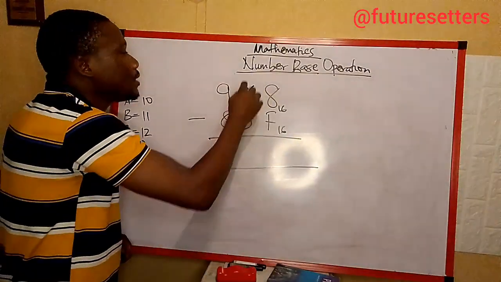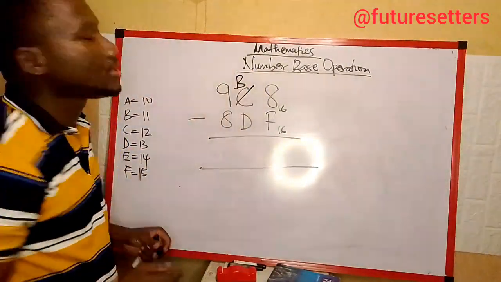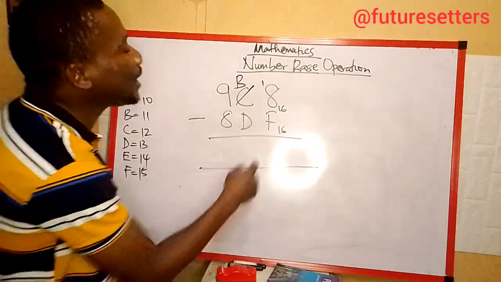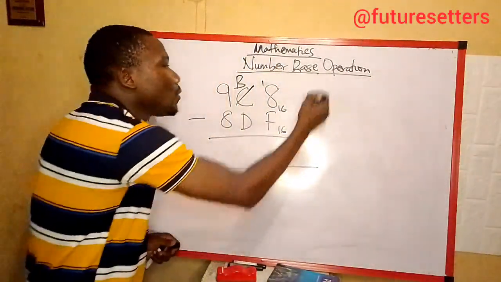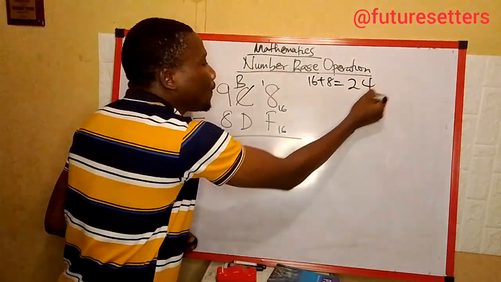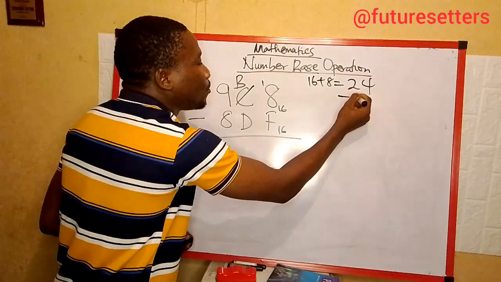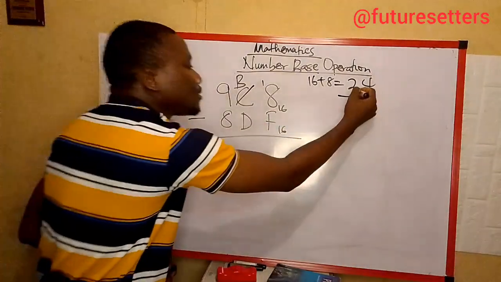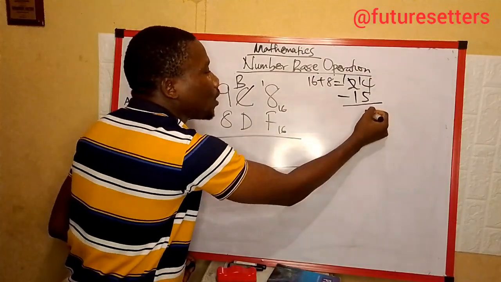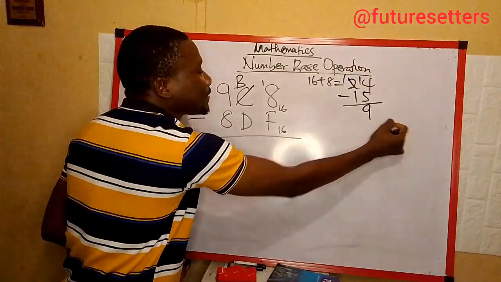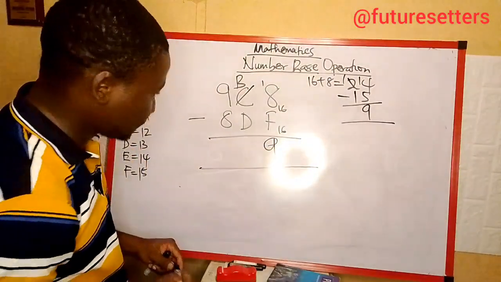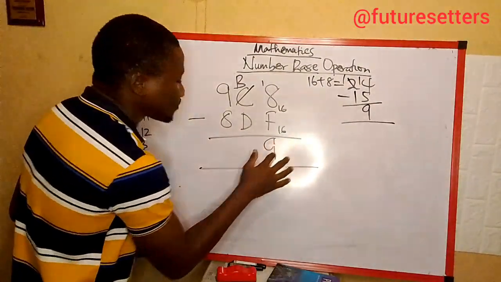If we are going to borrow from C, what will C become? B. Add 1. Remember, whenever we are adding 1, the 1 will represent the base. So what we have here is 16 plus 8. And what's 16 plus 8? 24. Subtracted from what? F. What's F? 15. So subtract it. Borrow 1, add 1. So what we have here is 9. So what do we write here? 9.